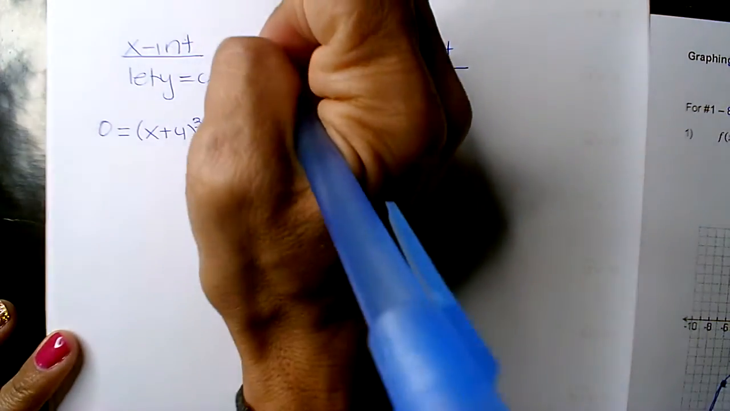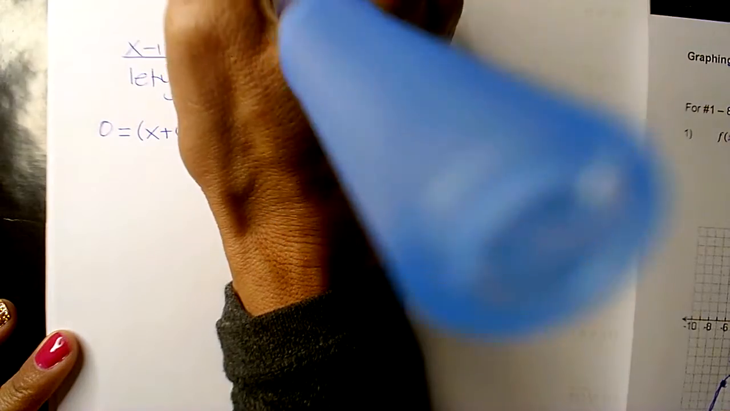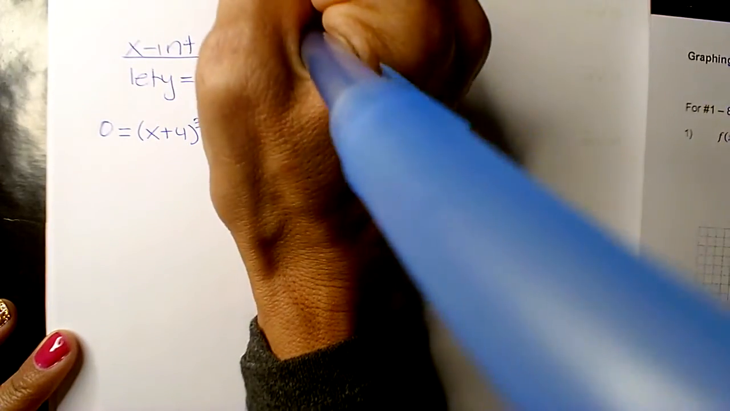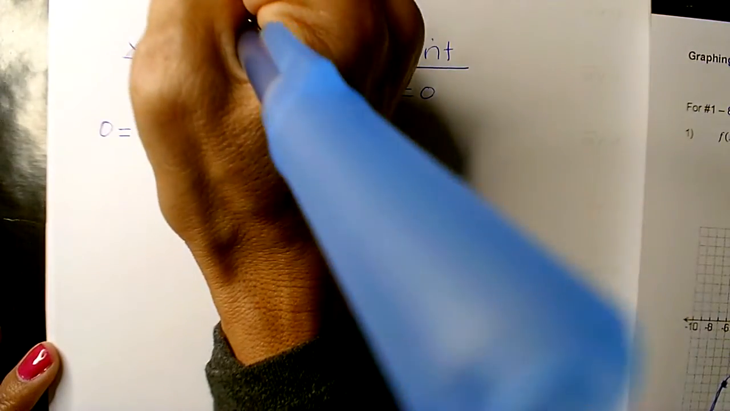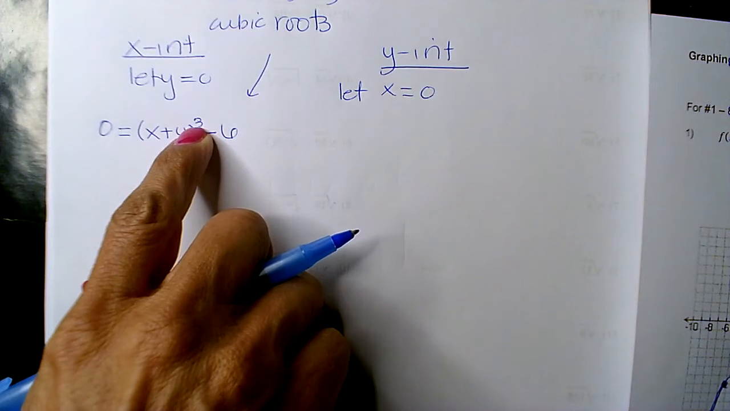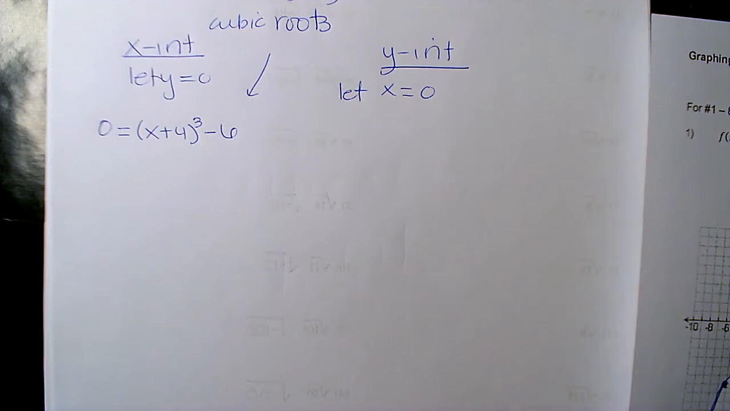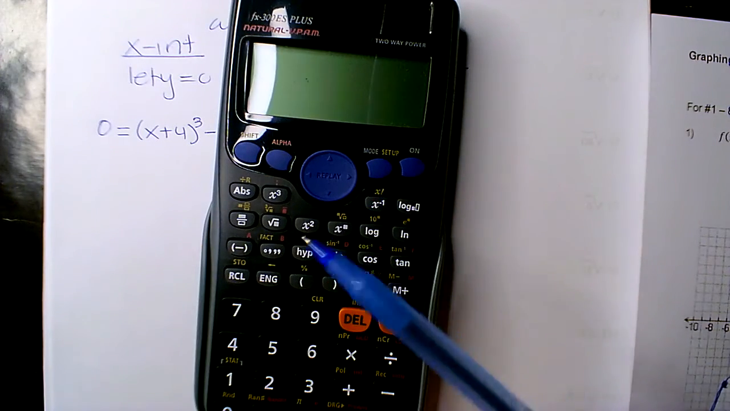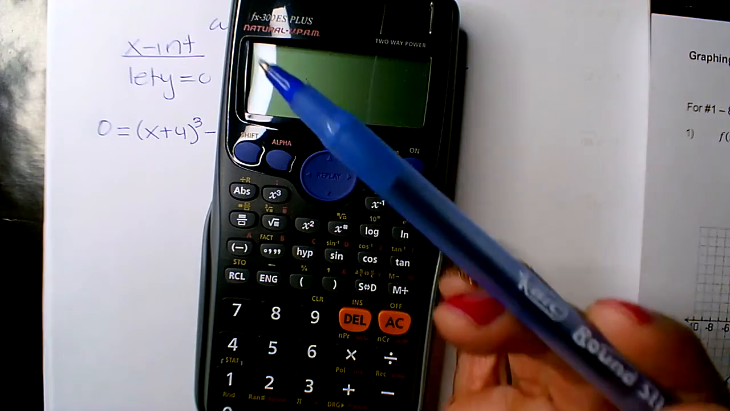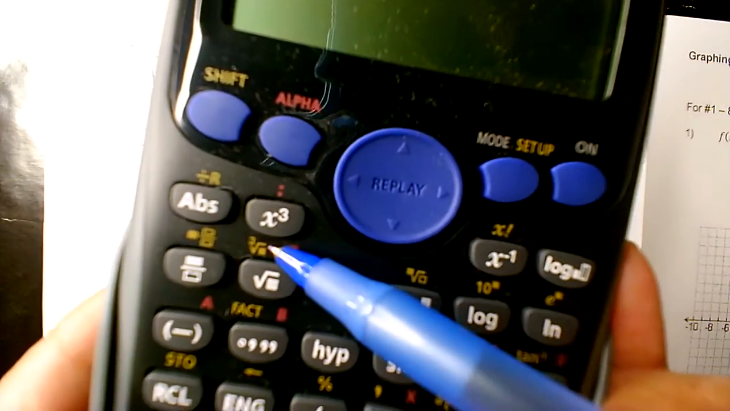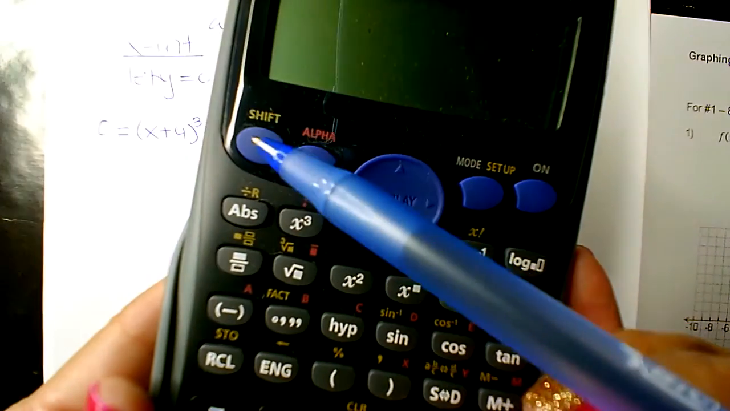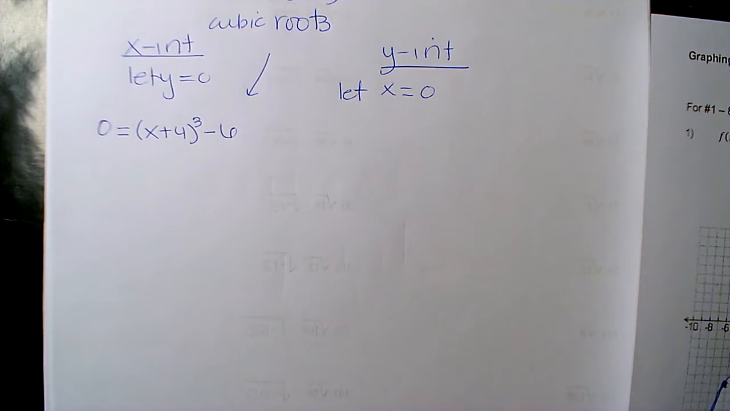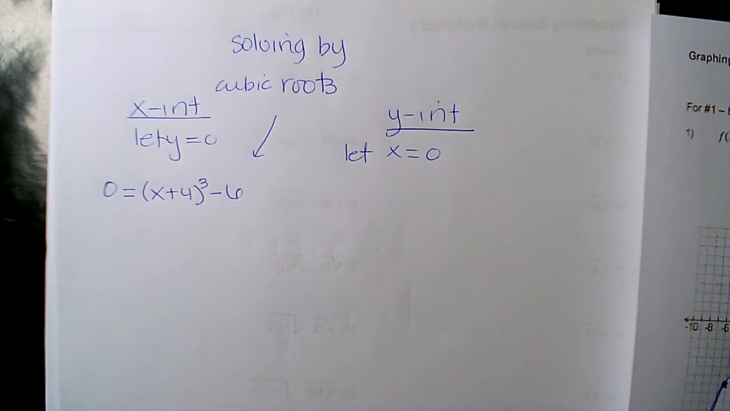Do you guys remember solving by square roots? Okay. So now this is solving by cube roots, by cubic roots. So notice how that's a 3. You're not using the square root button. See how the yellow has a root of 3? We're going to be using that. So we're going to go shift and hit that button. Solving by cubic roots.